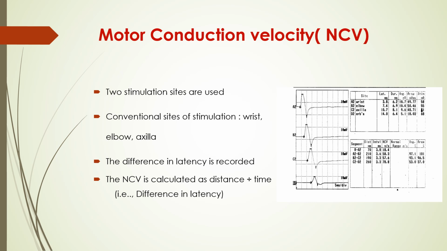For calculating the nerve conduction velocity in motor nerve fibers, two stimulation sites have to be used. The conventional sites are wrist, elbow, and axilla. We stimulate at different points, calculate the difference in latency across these points, and divide that by the distance between the two points. Here, this is the stimulation at the wrist level, this is at the elbow level, and this is at the axilla level. We calculate the distance between these points and the nerve conduction velocity, and that will give us some idea of the site of the blockade.